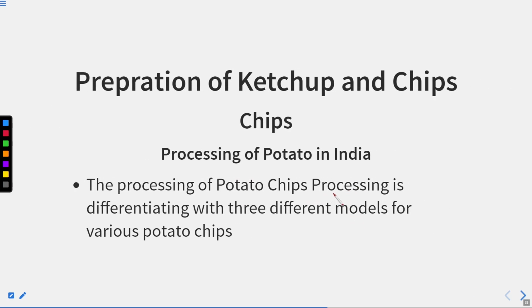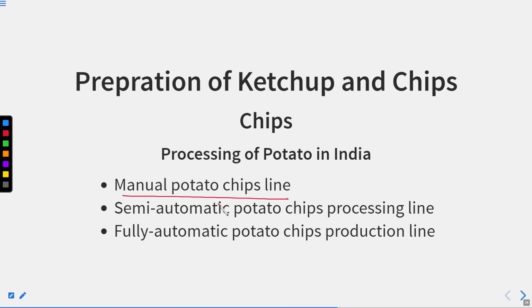The processing of potato chips. Now we are going to discuss how to make chips. The processing of potato chips is determined with three different models for the various potato chips. What are those? Manual potato chips line, where the chips are made manually. Semi-automatic potato chips processing line, where some machines are used. And fully automatic potato chips production line, right? So at small scale, we can make chips manually, on a bit larger scale it is semi-automatic, and at a higher commercial level, it is the fully automatic potato chips production line.